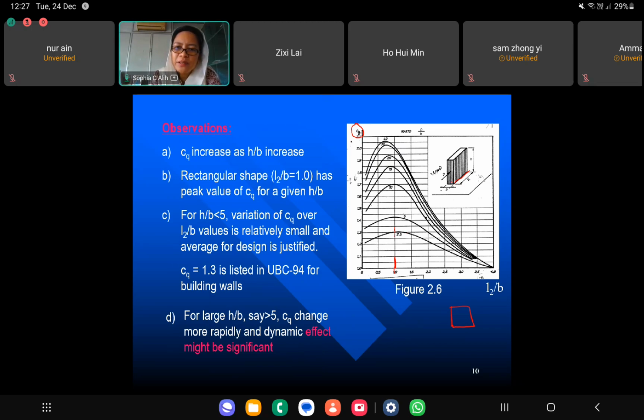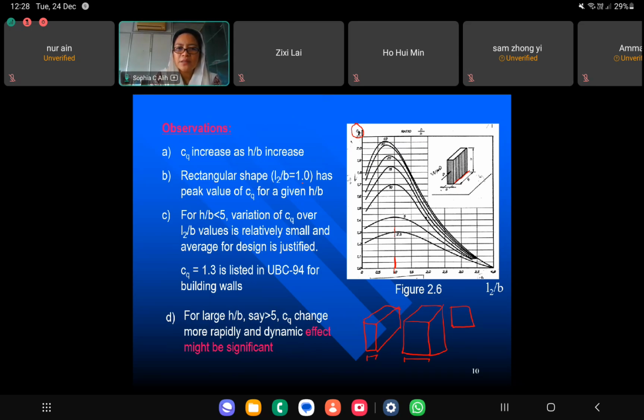If I have a slender building, for example, if I have a building like this, or if I have a slender one, definitely my H over B is going to increase, right? Because B is smaller than this one. So if I have a slender building, my CQ is going to increase, and increase, and increase. And between 5 and 10 it is going to increase significantly, right? So that is what the CQ first gives to you.